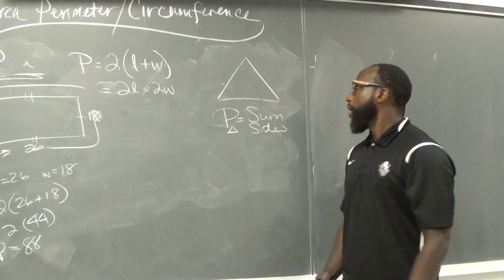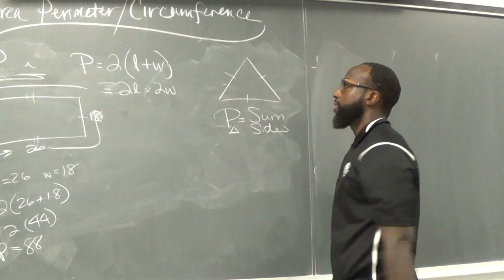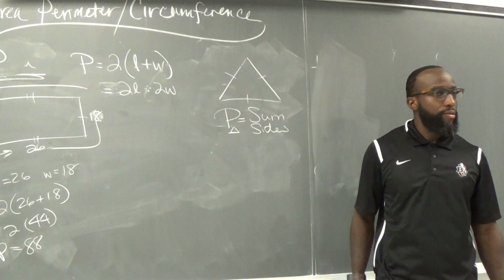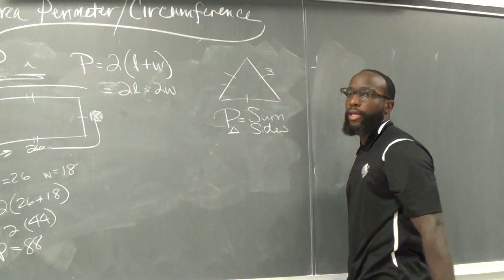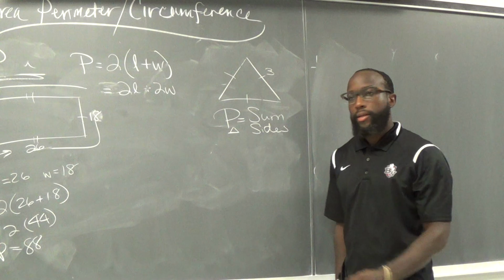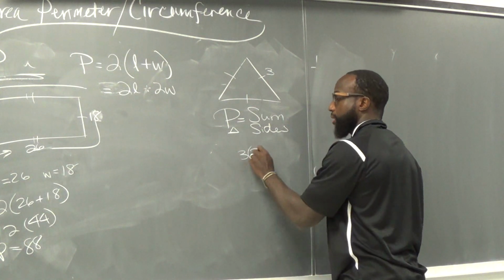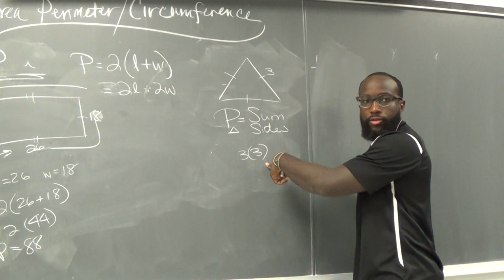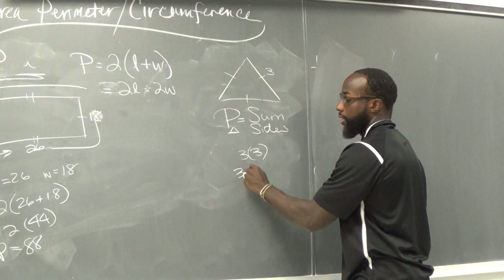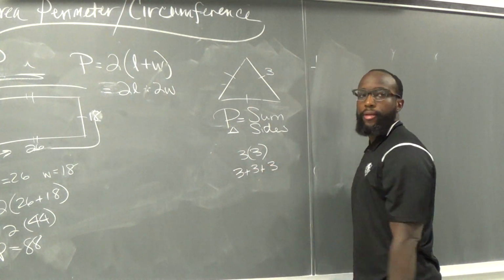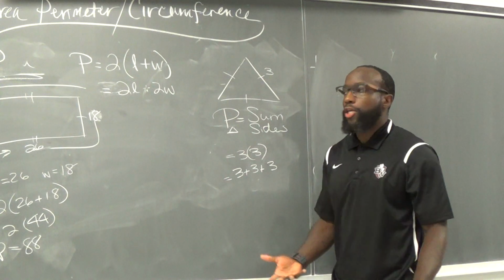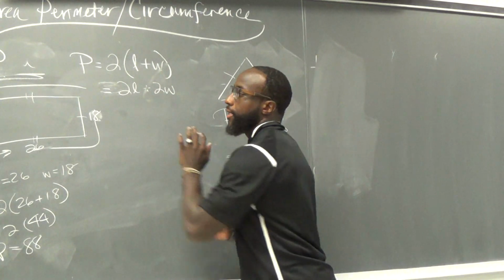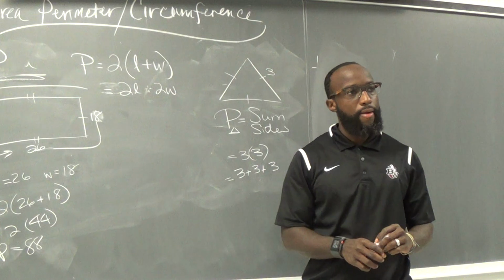What if I had something like this though? What does this mean? They're all equal, right? So if this was 3, then the perimeter would be what? 9. 9, right? 3 times 3. 3 sides that are 3. Or 3 plus 3 plus 3. Okay? That's it. So perimeter, distance around; area, space inside, right?